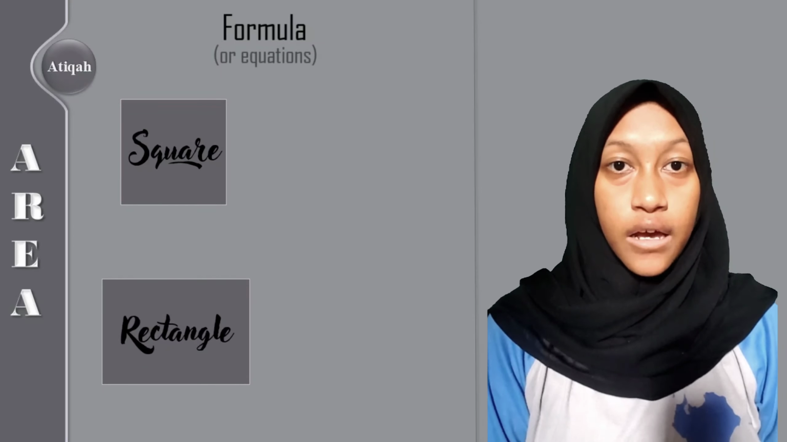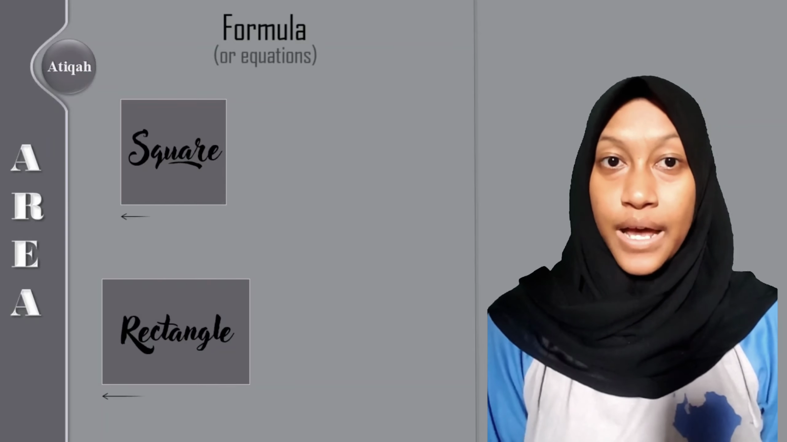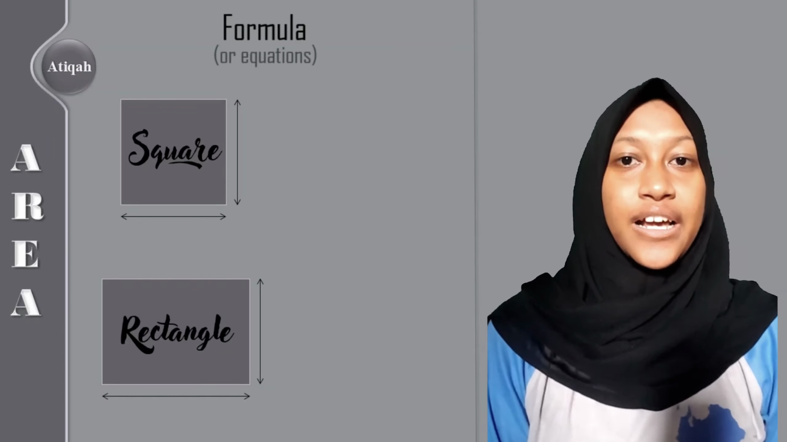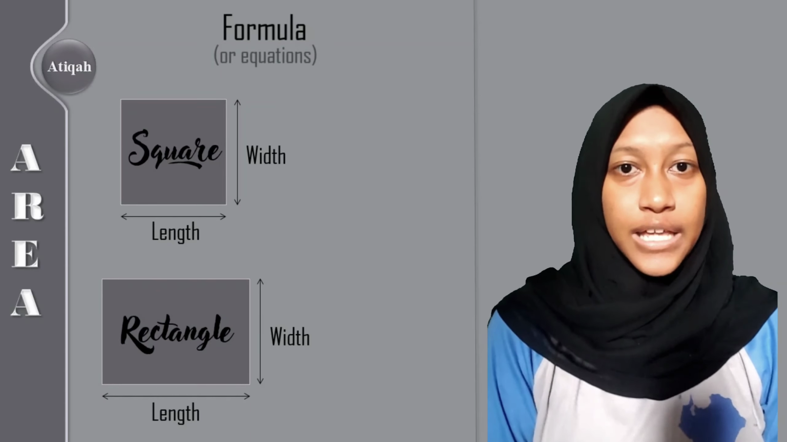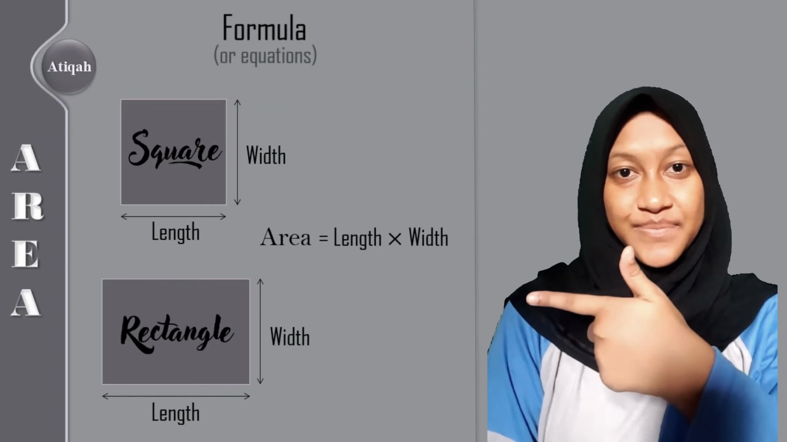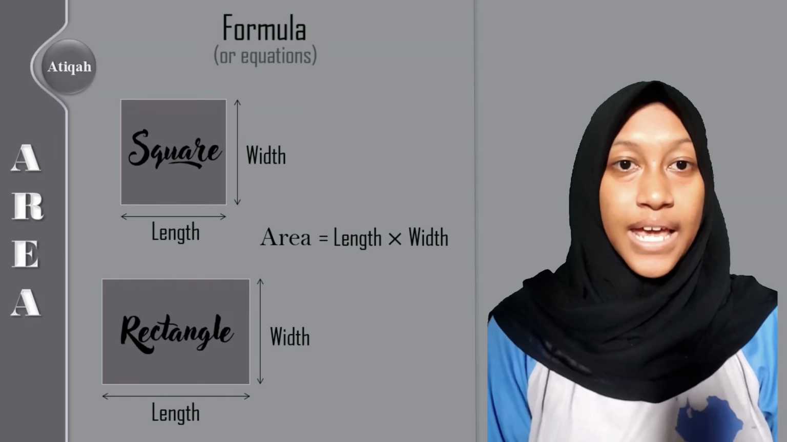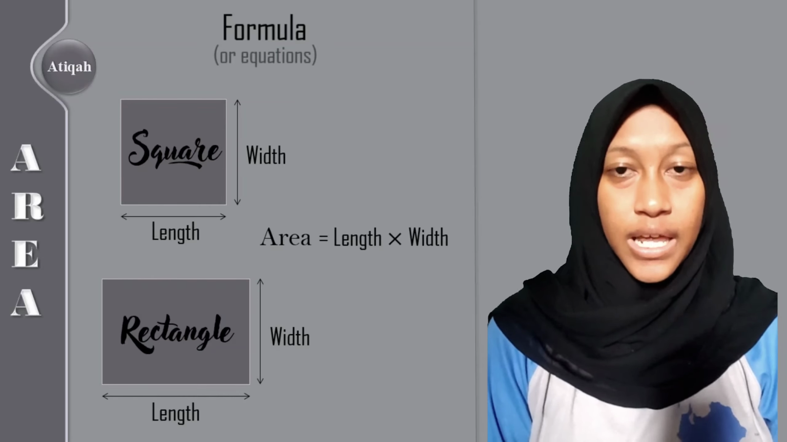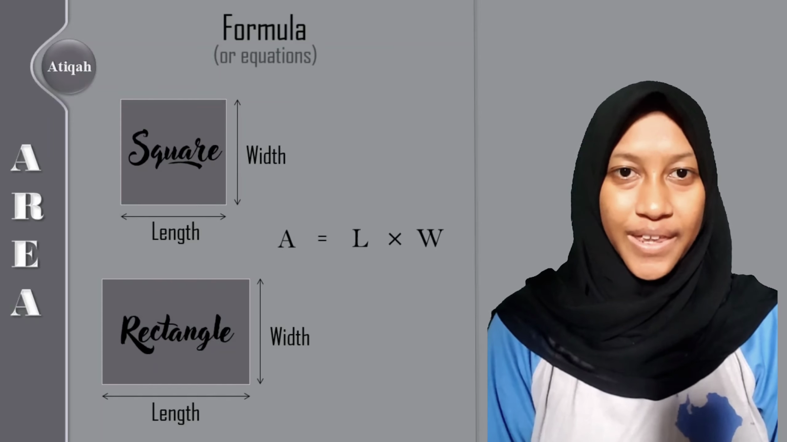To find the area of any square or rectangle, all we have to do is multiply two side dimensions together. They're usually called the length and the width. So the formula looks like this. Area equals length times width, but it's often written with just the first letter of each word: A for area, L for length, and W for width.